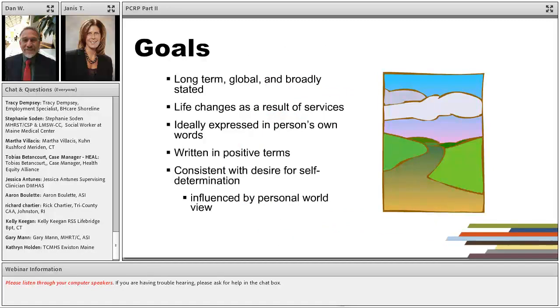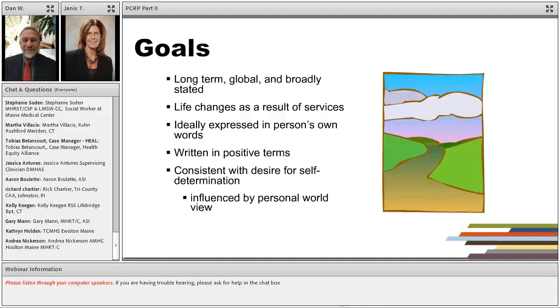So a couple words just about how we want to think about and how we coach people to write them. Typically the goals are longer term. They're kind of more broadly stated. We're focusing on the life changes as a result of services, and we want them as much as possible to be in a person's own words, as quotes. Not everyone is going to be able to do that on their own. We'll talk about that in a minute. And some people may have difficulty stating them in positive terms. So, for example, we often say you want your goals to be things that a person is moving toward and not just what they're trying to get rid of.